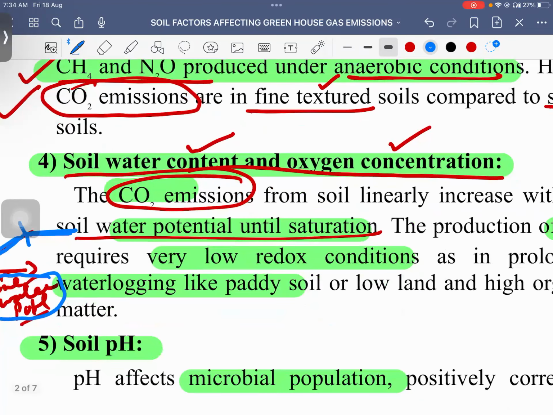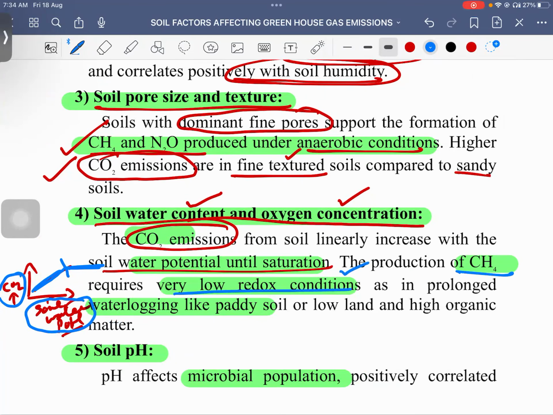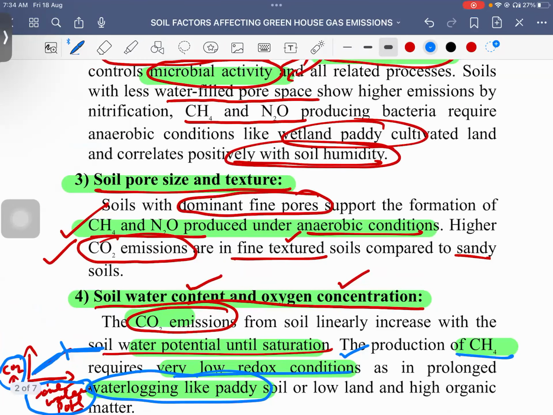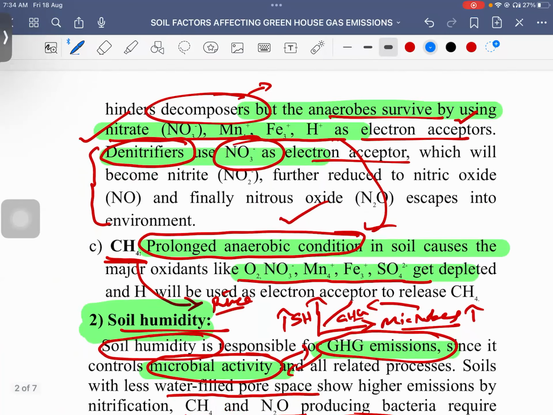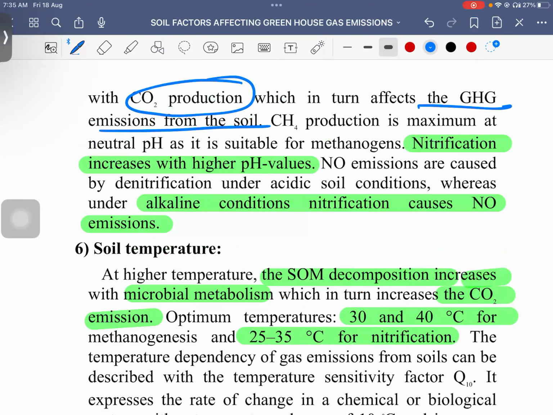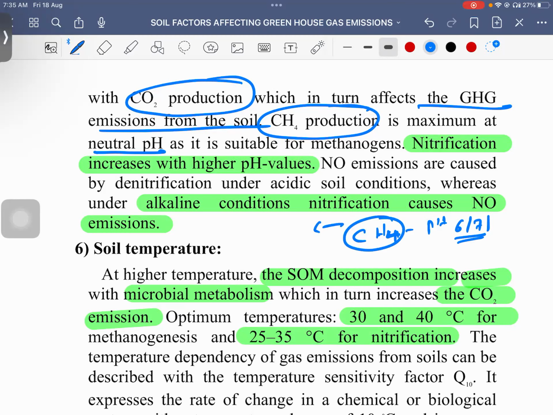The production of CH4 requires very low redox conditions, as in prolonged waterlogging like in paddy, as we discussed. Then the other important factor is soil pH. It has a very important effect on the microbial population, which in turn affects the greenhouse gas emission from the soil. CH4 production is maximum at neutral pH. If you take the graph, CH4 production is maximum at pH around 6 to 7, because this is the pH at which the methanogens, which are the bacteria, act.